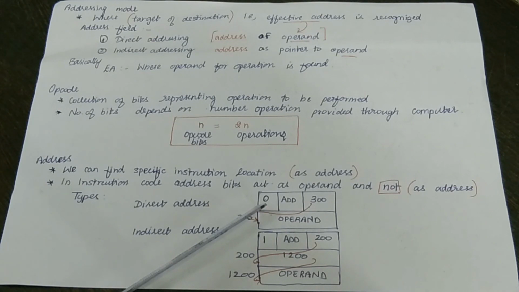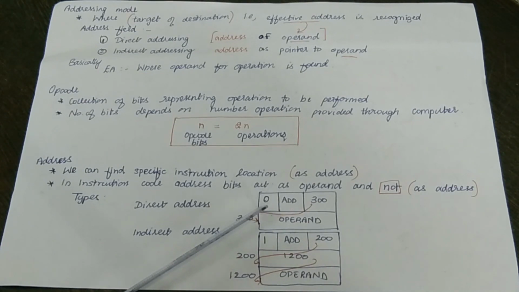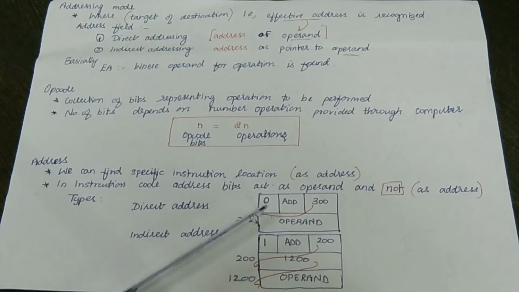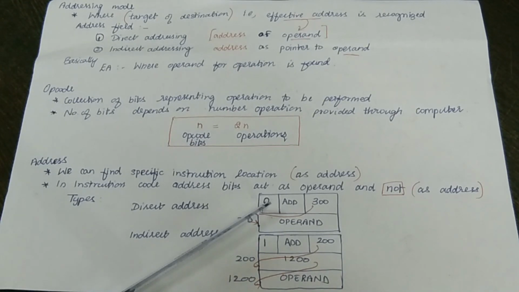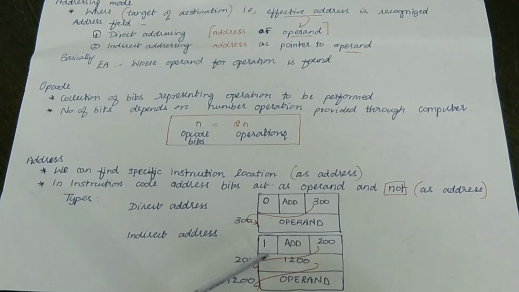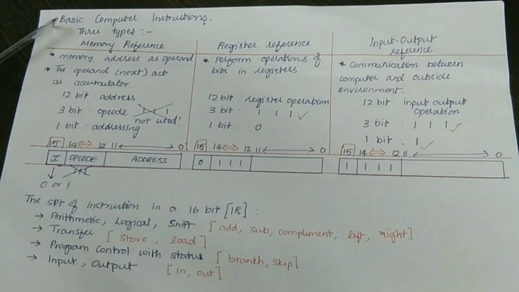Let us not get confused between addressing mode and address. Addressing mode is a 1-bit deciding factor which decides between direct and indirect addressing. In this case, the addressing mode is 0, which says that it is direct addressing mode. In this case, the addressing mode is 1, which says that it is indirect addressing mode. Let us understand how instruction code is used in the 3 types.